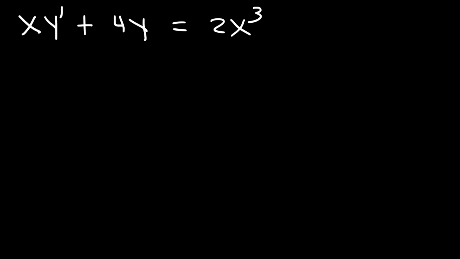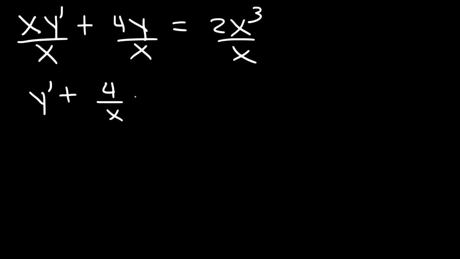Now let's work on another problem. x y prime plus 4y is equal to 2x cubed. So go ahead and find the solution to this differential equation. Now we need to put it in standard form. So there should be nothing but a 1 in front of y prime. So we're going to have to divide everything by x to put it in standard form. So we're going to have y prime plus 4 over x times y, and that's equal to 2x squared.